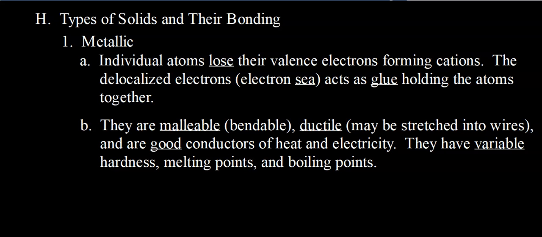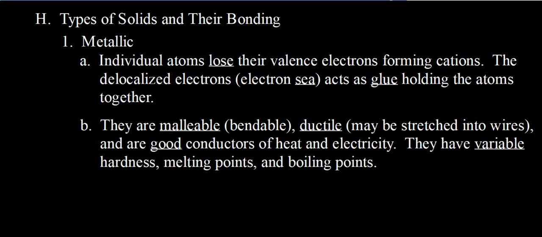All right, last up we have types of solids, types of crystalline solids and their bonding. There are four types of crystalline solids. They are metallic, ionic, molecular, and covalent network, and we'll go through each of them. What I want you to focus on are the types of particles that make up these solids, as well as the attractive forces between these particles. And of course, attractive forces then give rise to physical properties.